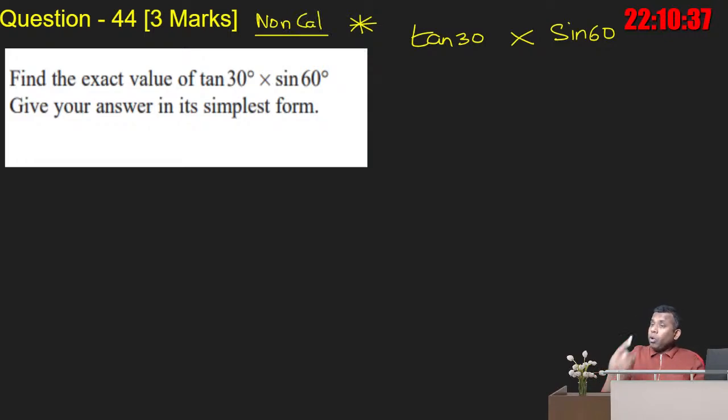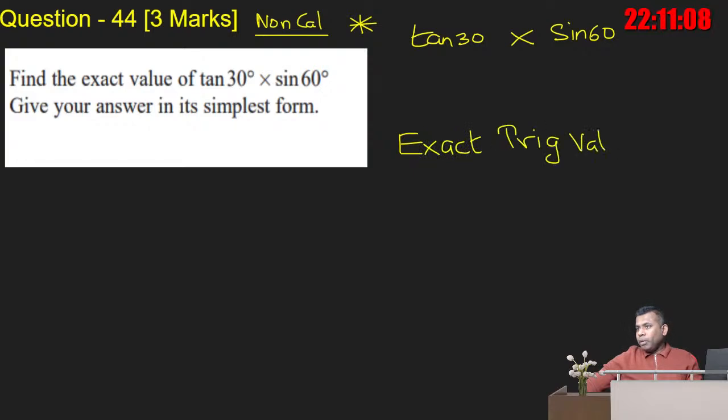That means you can't press the calculator to get tan 30 and sine 60. You need to have a method to find all the exact trig values. When I was doing one of the questions, I told you sine 45 is root 2 over 2. You need to memorize that one. So how to memorize it? I'm going to show this. This is called exact trig values; trig is a shortened form of trigonometry.